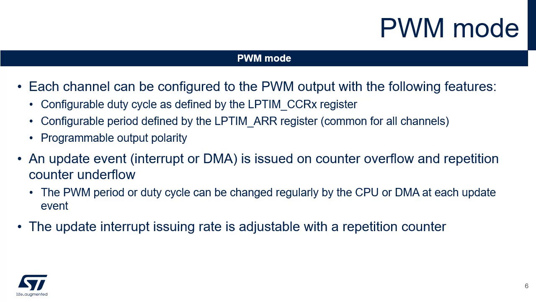The LPTIM is able to generate PWM in edge-aligned mode. Dynamic modifications of the PWM period or duty cycle can be performed by CPU or DMA accesses. The following PWM events can be used to raise an interrupt request: counter overflow, repetition counter underflow. The 8-bit repetition counter decrements at each counter overflow and triggers an interrupt when it reaches 0, which is convenient to adjust the interrupt rate.